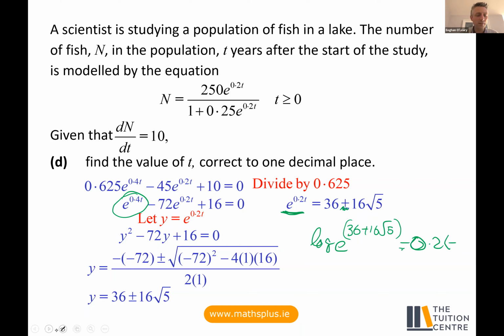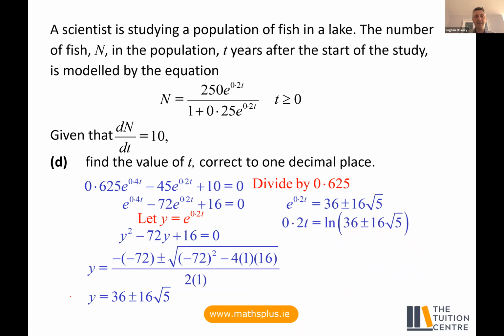And then I divide both sides here by the 0.2. So I get log of 36 plus 16 root 5 to the base e, and of course, I could just call that ln, over 0.2, is equal to t. I'd put that into the calculator and get my answer. Or I can do it this way, where I'm going to take ln of both sides. Ln is log to the base e.